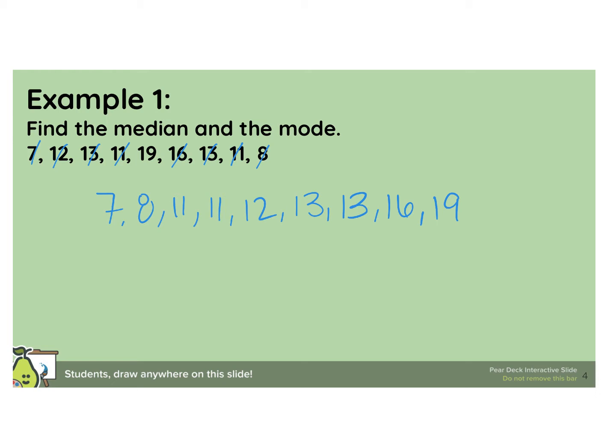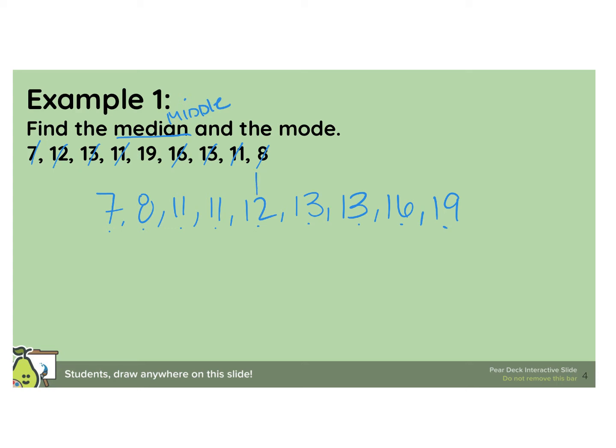So the median means the number in the middle, okay? So let's count how many numbers are in this data set. 1, 2, 3, 4, 5, 6, 7, 8, 9. There's 9. Since it's an odd number, there will be just one number in the middle.